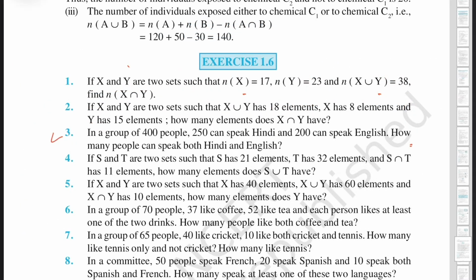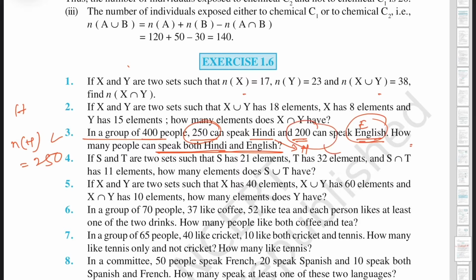Now let me show you how to solve question number 3. In a group of 400 people, 250 can speak Hindi and 200 can speak English. How many people can speak Hindi and English both? If we consider the set of Hindi speaking people to be H and the set of English speaking people to be E, then number of elements in set H must be equal to 250.